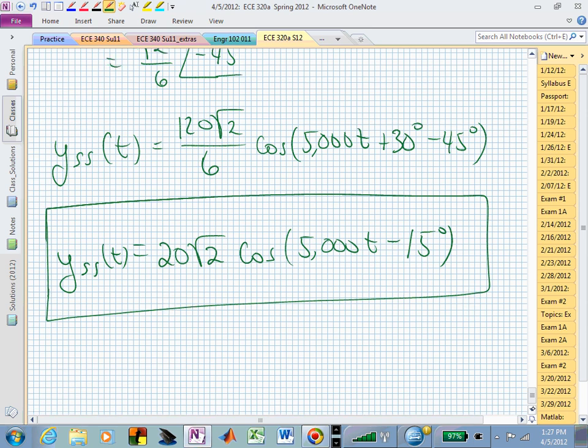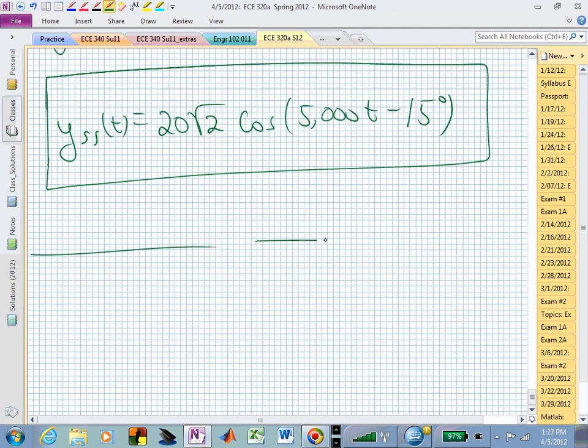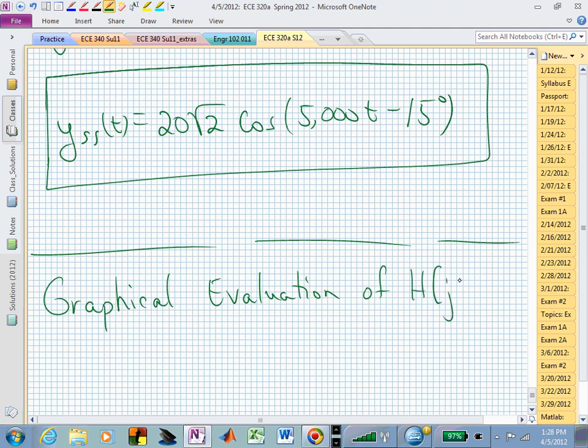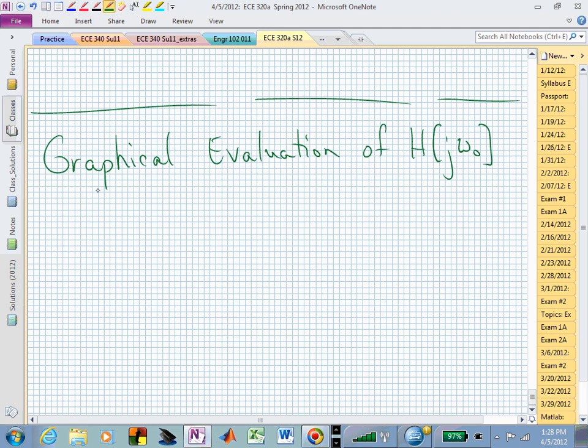Let's now look at the next step in this, which is, we've simply analytically been finding h of j omega. Let's see if we can put a visual to this, and see how to graphically determine this complex number, h of j omega naught.